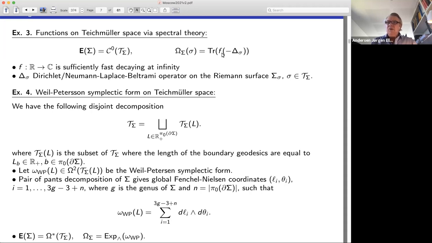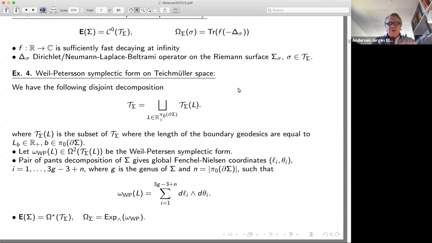I then apply some function to it, again one which has sufficiently fast decay at infinity, and then I take the trace of that. So a typical example you can think of is, if f here is the exponential function, then this is the heat kernel of the Dirichlet or Neumann Laplace-Beltrami operator. And so that's also a very interesting function.